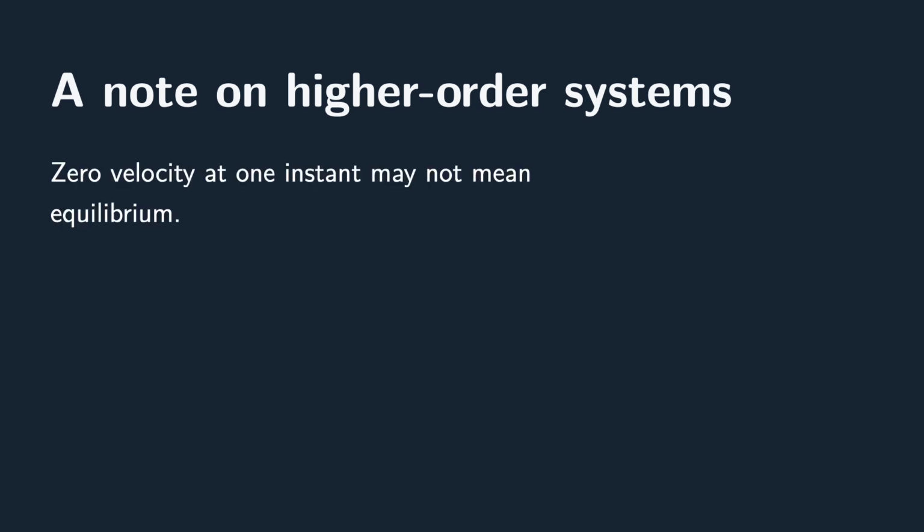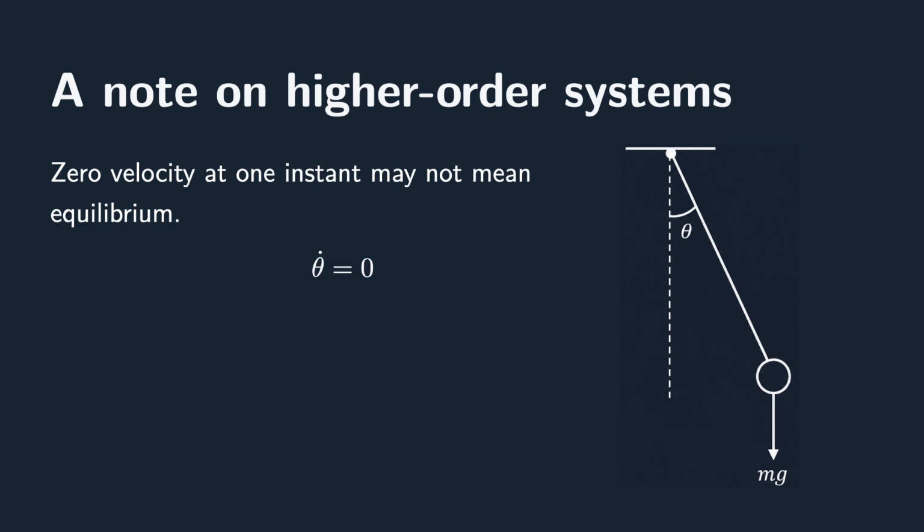So far, we have looked at simple first-order examples, where equilibrium meant setting x dot equals 0. Before we move on, it is worth adding one caution for higher-order systems. Mechanical systems are often described by second-order equations. That means we may need to think about both velocity and acceleration. For example, imagine a pendulum released from rest at some angle away from the vertical. At the instant it is released, theta dot equals 0. So the pendulum has 0 angular velocity.